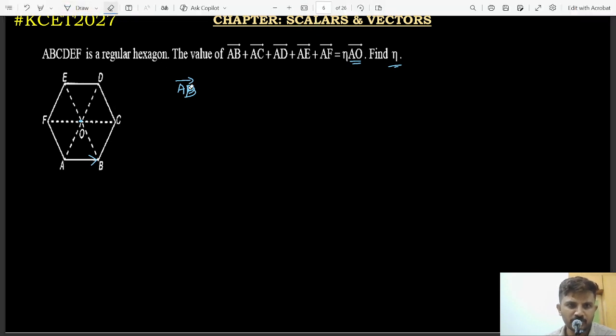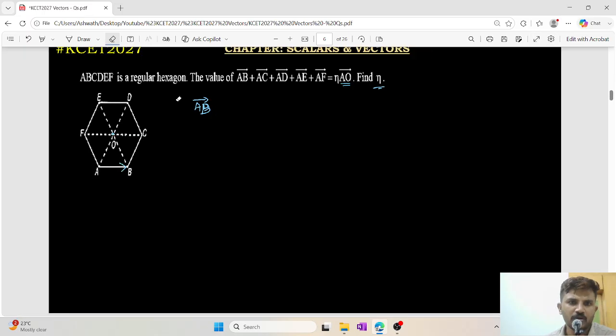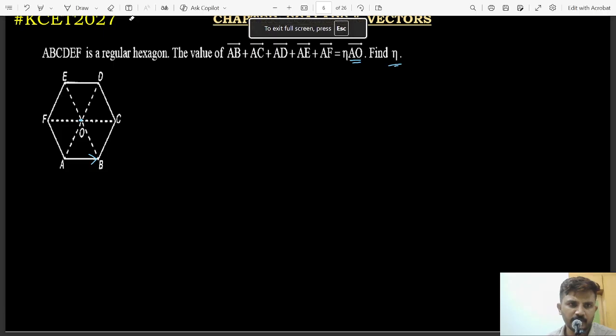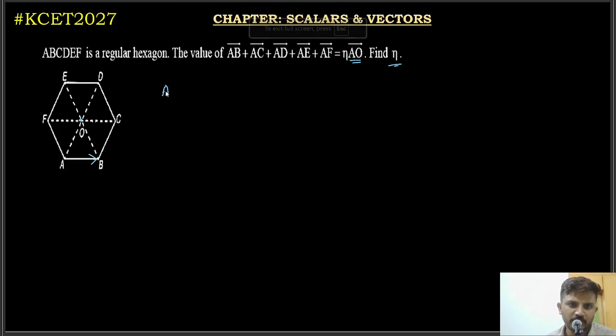Now, if we solve this, AB, I will write as it is, plus AC can be written as, look at this, AC vector. Shall I write it as AD plus DC?